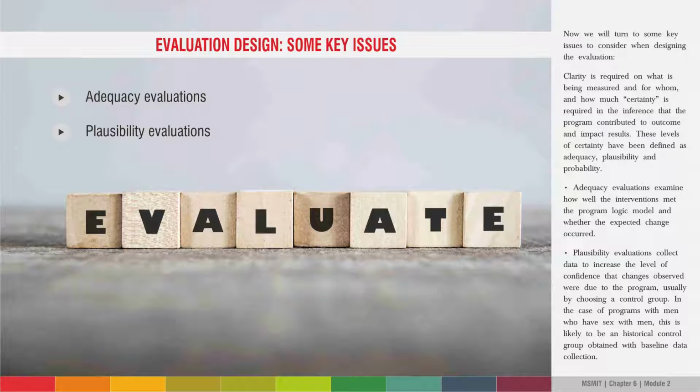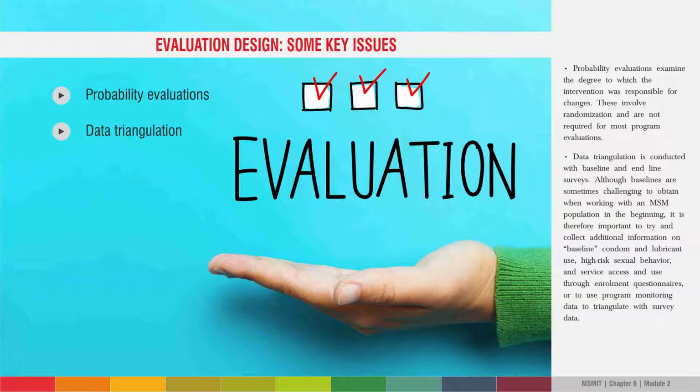Plausibility evaluations collect data to increase the level of confidence that changes observed were due to the program, usually by choosing a control group. In the case of programs with men who have sex with men, this is likely to be a historical control group obtained with baseline data collection. Probability evaluations examine the degree to which the intervention was responsible for changes. These involve randomization and are not required for most program evaluations.